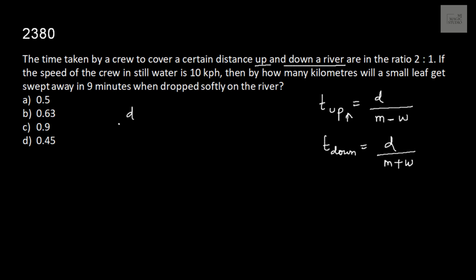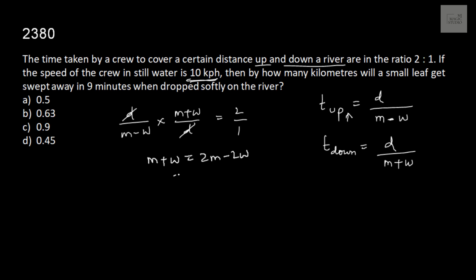Okay, that means D upon (M minus W) into (M plus W) by D is 2 by 1, or M plus W equals 2M minus 2W, or 3W equals M. This is the relationship we have. If the speed of the crew in still water is 10 kph, this is the value of M. That means the speed of water is 10 by 3 kph.